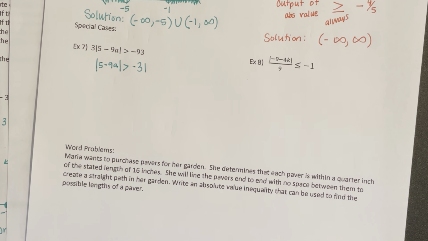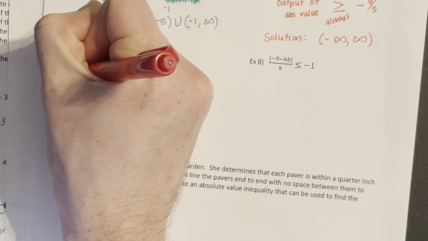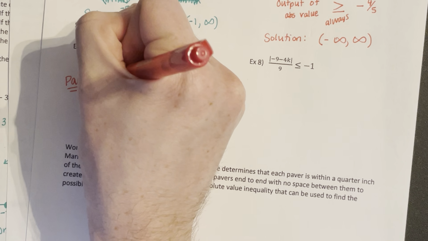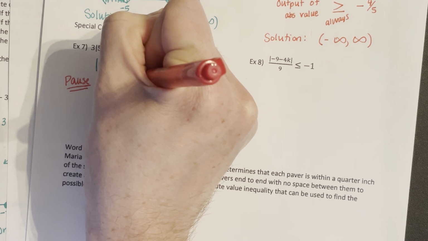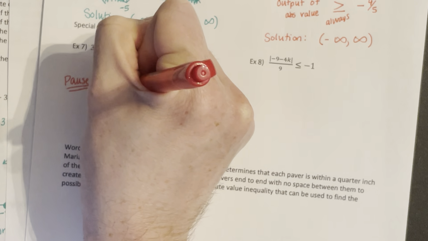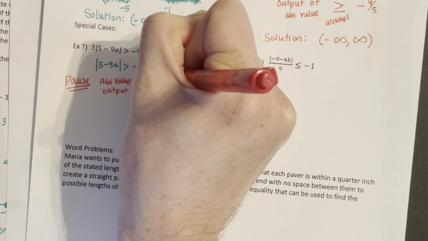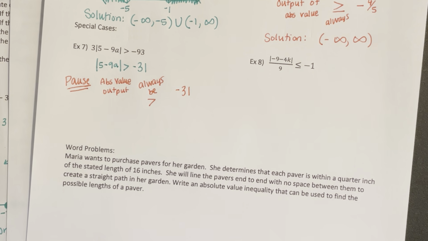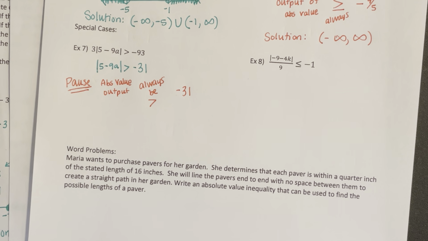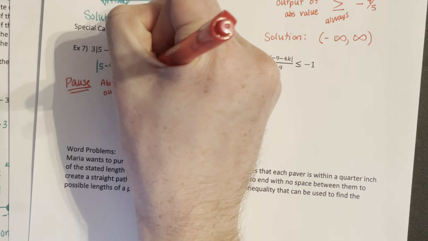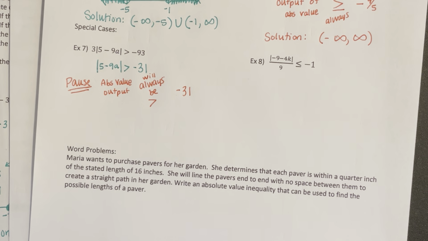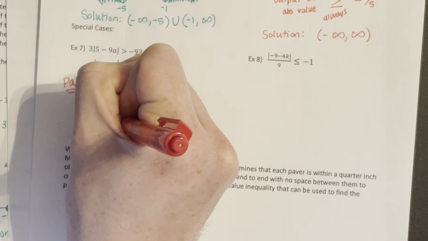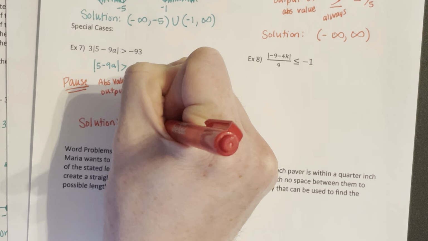And we just want to stop and evaluate the situation. So you can stop, pause. The absolute value output will always be greater than negative 31. I should make this grammatically correct: it will always be greater than negative 31, so our solution is negative infinity to infinity.